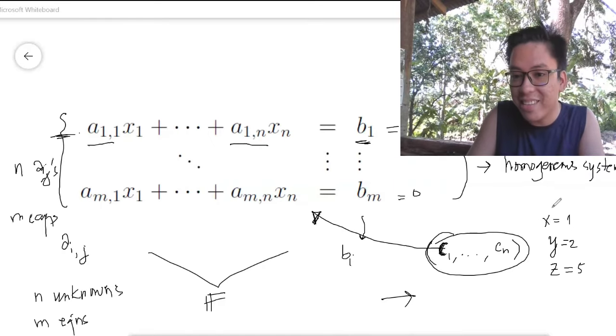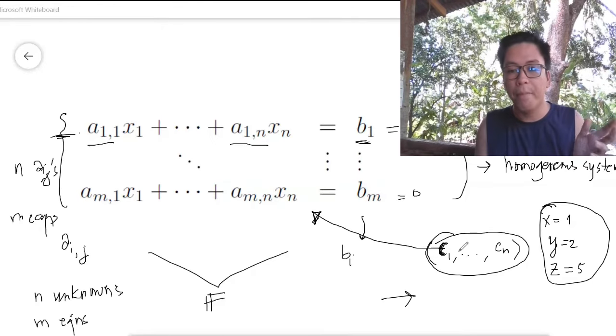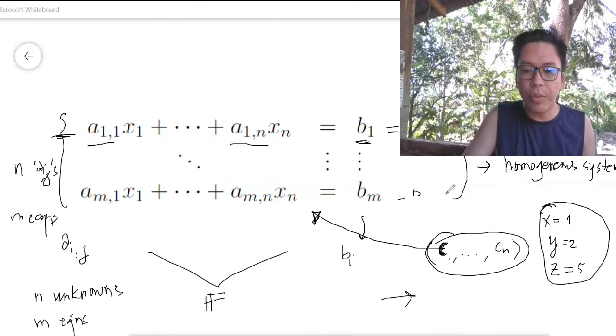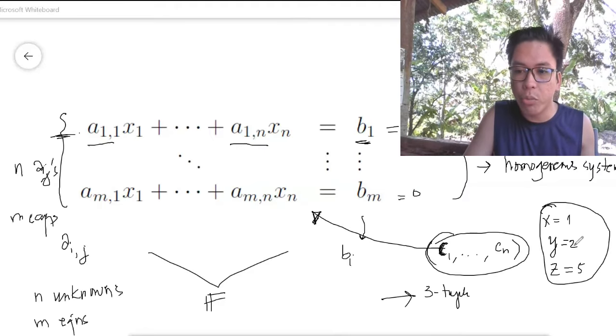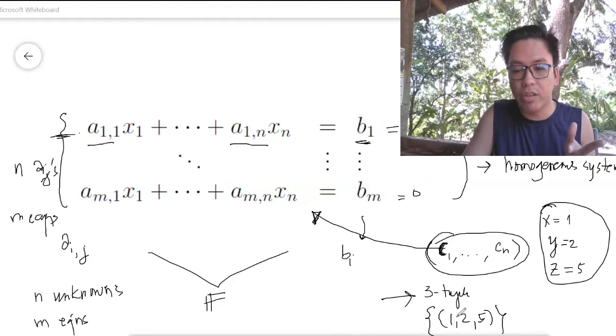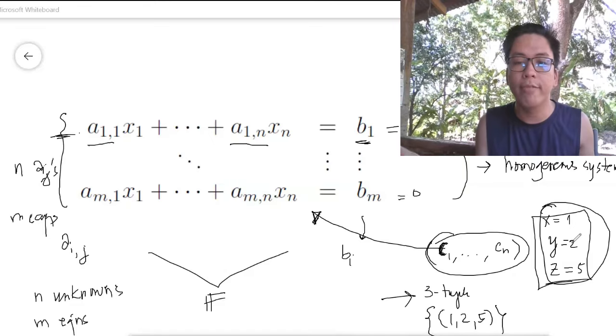It shouldn't be that, because in the first place this is not written as a solution set. The solution set should be like this. Suppose there is a 3-tuple satisfying a certain system of equations wherein x is 1, y is 2, z is 5. Then the solution set should be written as (1, 2, 5), arranged starting from x, then y, then z. That should be the solution set. It shouldn't be written the other way. That's not acceptable.